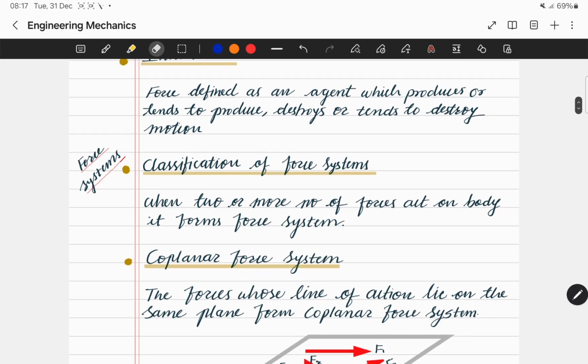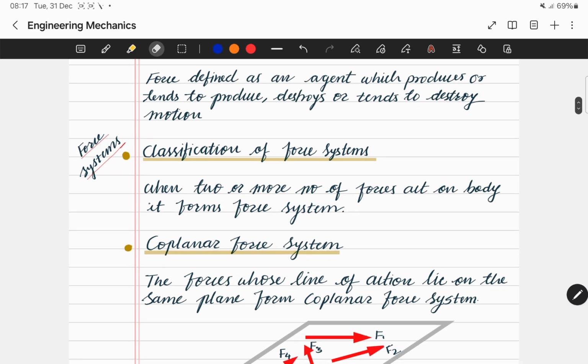Okay, so classification of force system. When we consider any object, it may be subjected to one force, or it can be subjected to a number of forces. Depending on the plane in which the forces are acting and depending on the direction, all of these forces acting together form the force system.